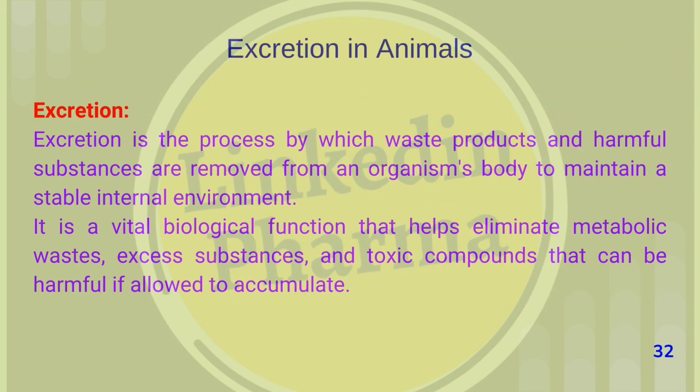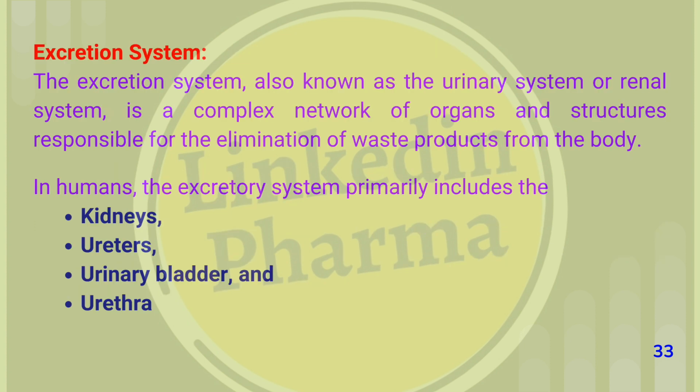Excretion is the process by which waste products and harmful substances are removed from an organism's body to maintain a stable internal environment. It is a vital biological function that helps eliminate metabolic wastes, excess substances, and toxic compounds that can be harmful if allowed to accumulate. Excretion system. The excretion system, also known as the urinary system or renal system, is a complex network of organs and structures responsible for the elimination of waste products from the body.